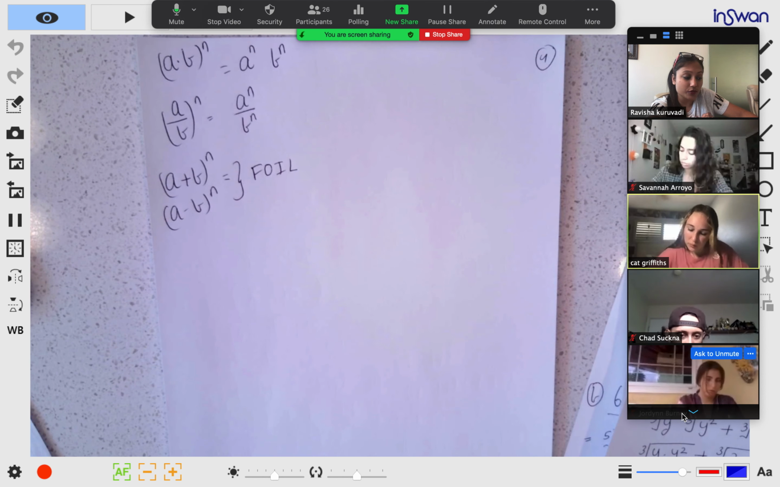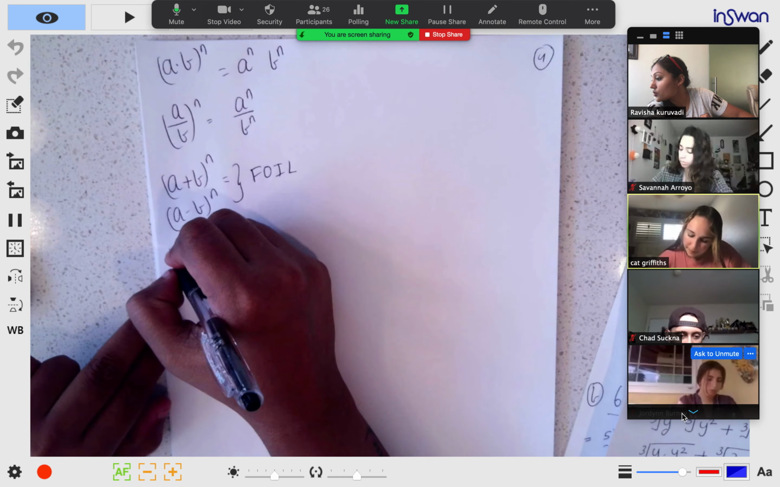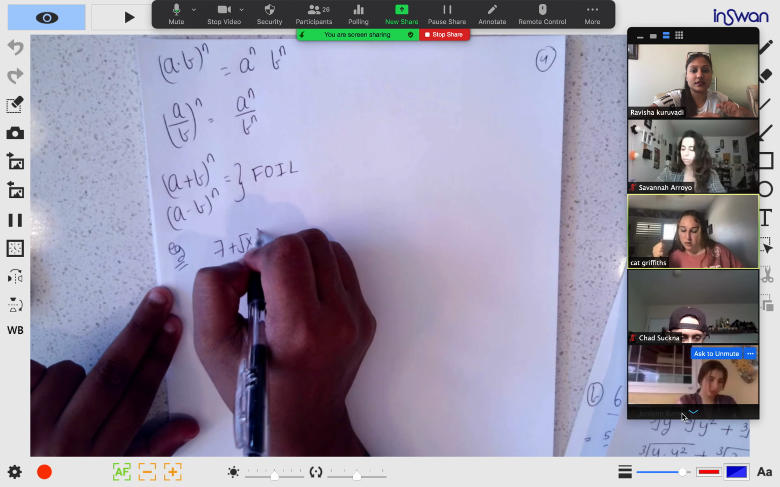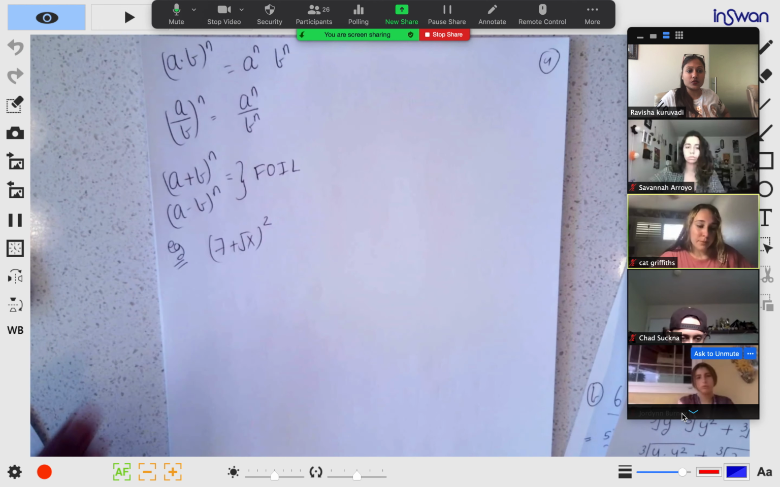I want everyone to do this by themselves. Try solving 7 plus root x, squared. Try this: 7 plus root x, squared.